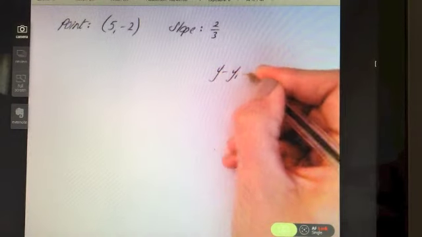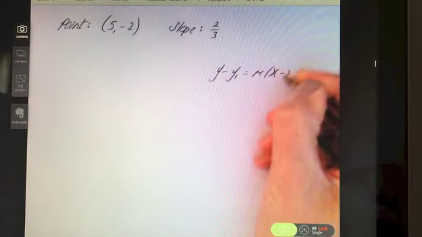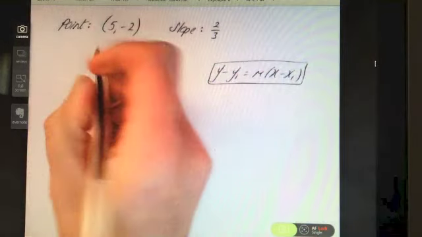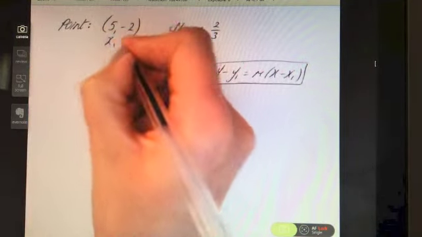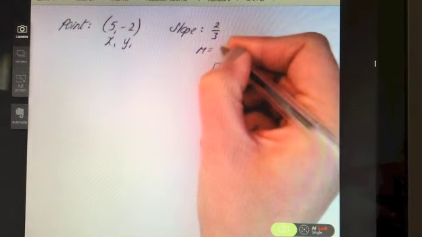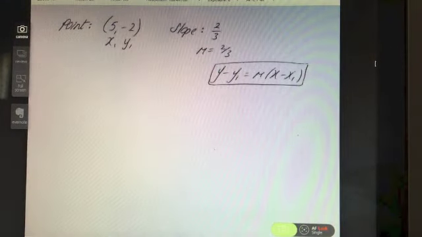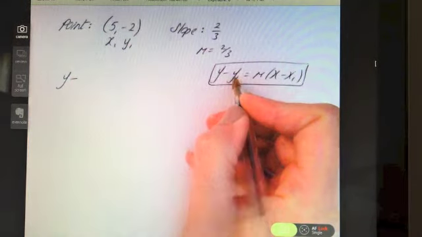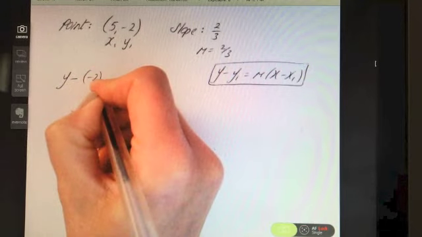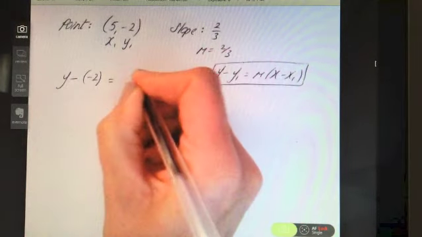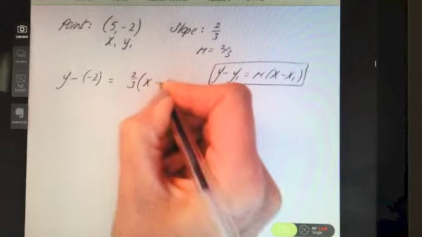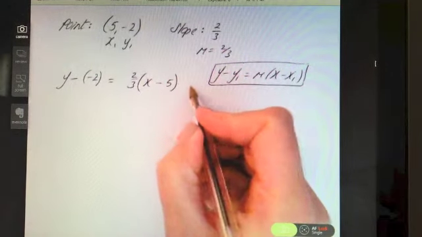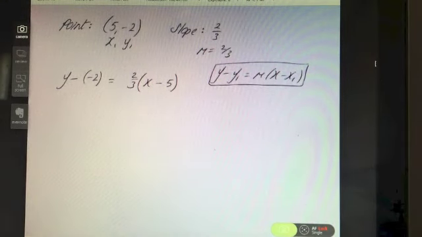Okay, so again, y minus y1 equals m times x minus x1 is the formula you're always going to use for the equation of a line. So the point, let's label it x1, y1, and the slope, therefore the m is 2/3. Okay, so let's sub it in. So we have y minus y1, in this case minus 2, equals m, which is 2/3, times x minus x1, of course 5. And again, you've got the majority of the marks once you've got that inputted correctly.